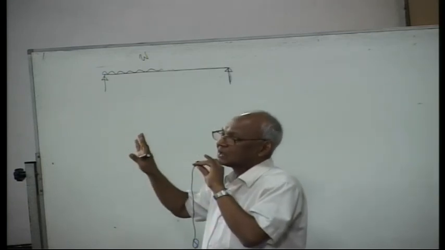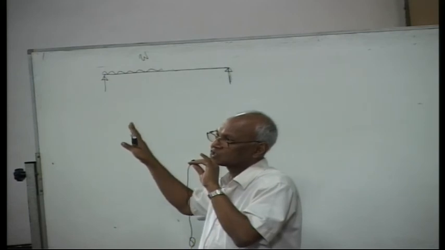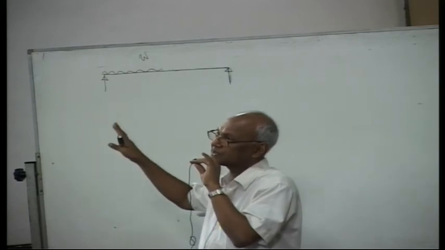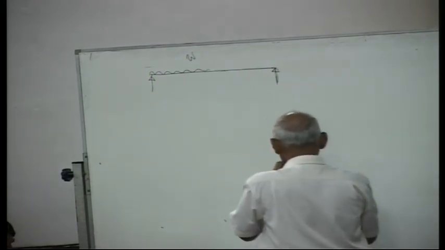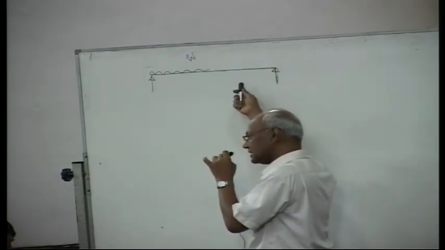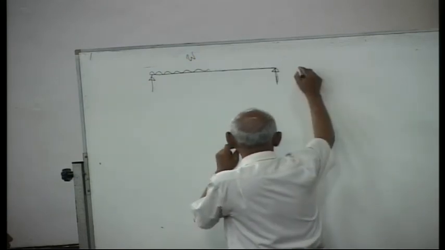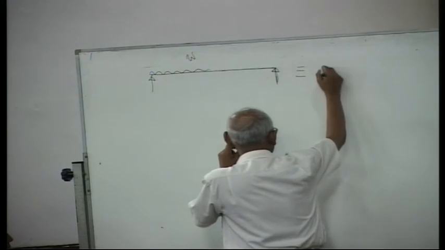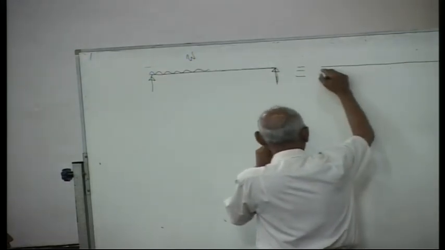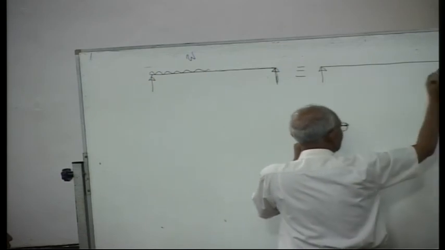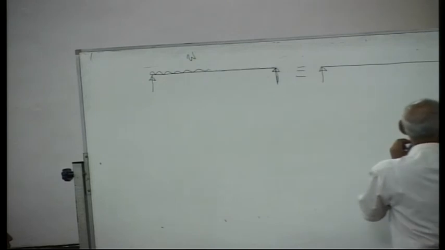Now, this can be represented as a superposition of a symmetric and skew symmetric system, right? Symmetric means I have to convert this to what I had before, something that looked like what I had before, right? So what I do is, now you might ask me, how do I guess this, right? Okay, that's the thing. Guessing is not easy, right?